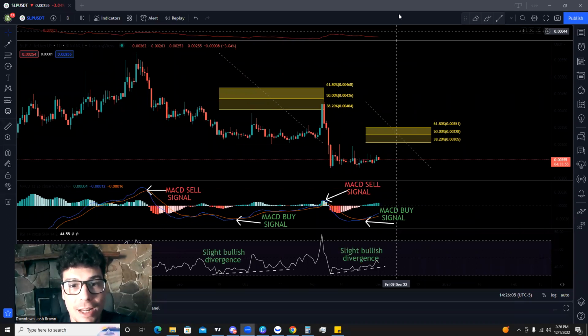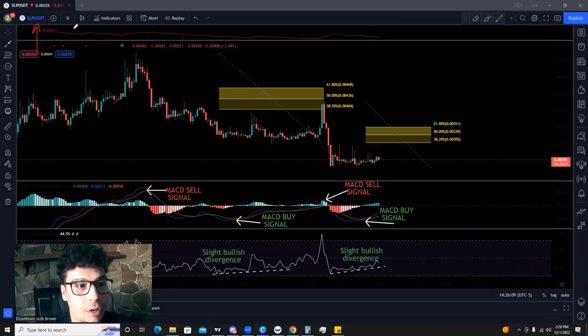We are going to be breaking down the SLP token. We're looking at the daily chart. We're going to break down a few things to learn that will really help your trading game out. Specifically, they're going to be the three main fib retracement levels. We're going to go over the MACD, look at some MACD sell signals, some MACD buy signals, and then we're also going to learn the relative strength index that measures the relative strength of a token at its given price.